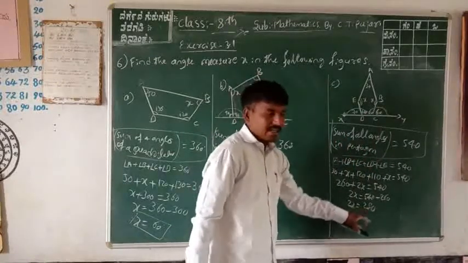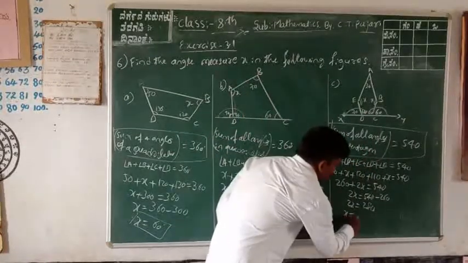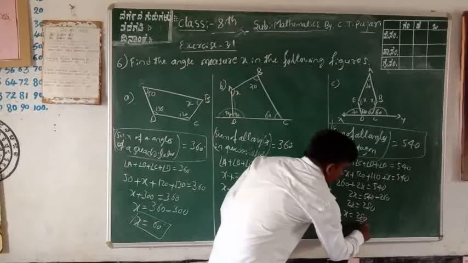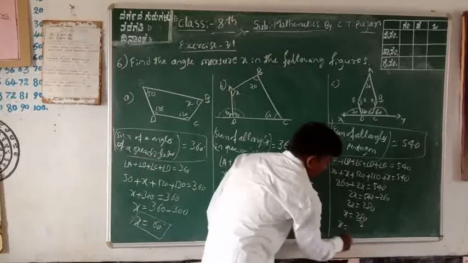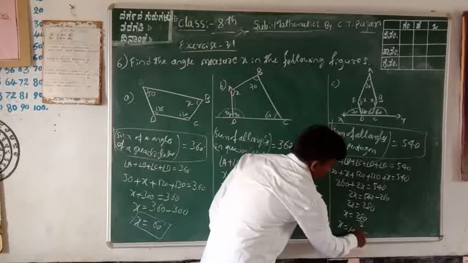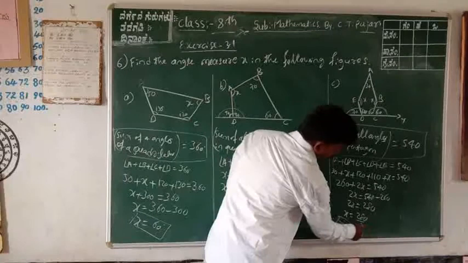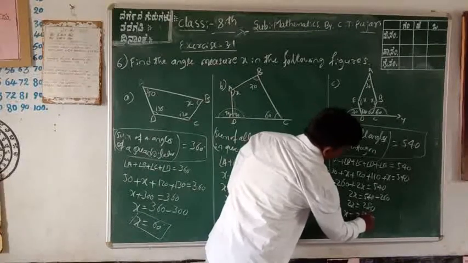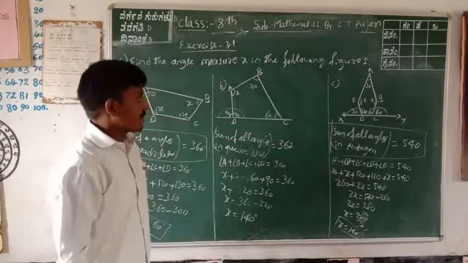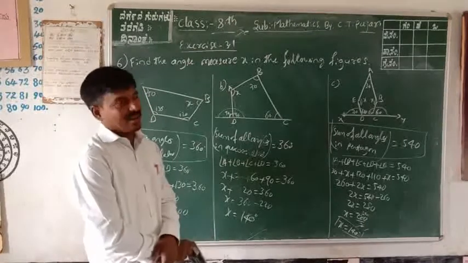2x is equal to 280, so x is equal to 280 divided by 2. Therefore, the x value is 140 degrees. The x value is 140. Cancellation: 2 ones are 2, 140s are 140. Got it? This much you can do to find the x value in the given polygon.